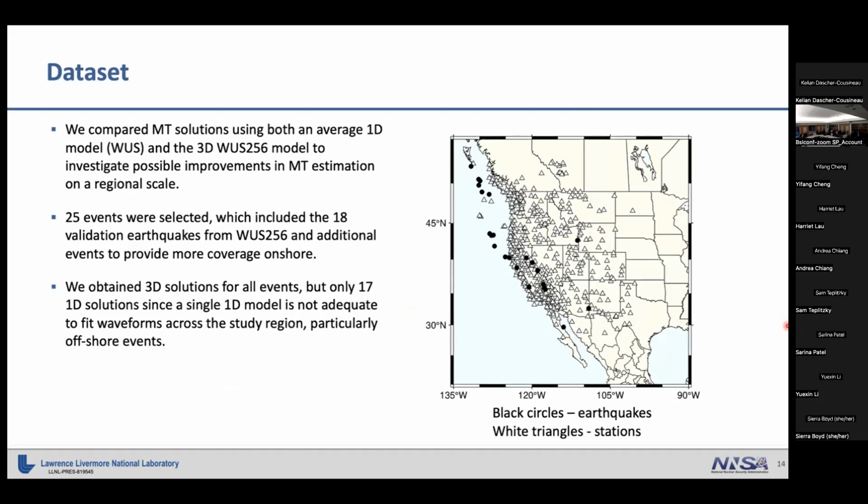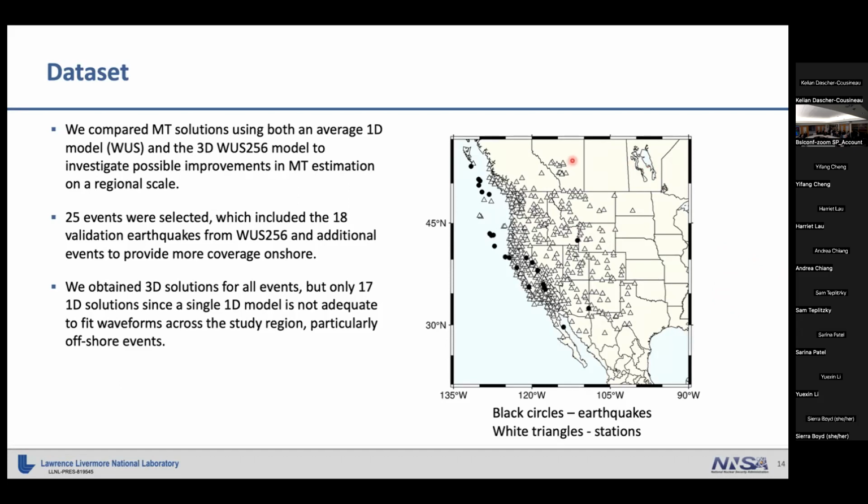So for the adjoint tomography, we have the 72 events. But in addition to that, some of the events were excluded for validation. So I'm not using the events that go into the model for the inversion. We're only comparing solutions for these 18 validation earthquakes from WS256. And we added some additional events to provide more coverage onshore, since a lot of the 18 events were kind of along the coast and offshore.